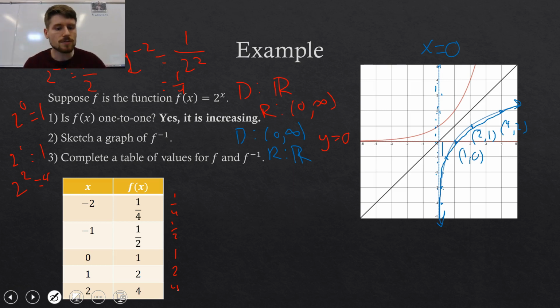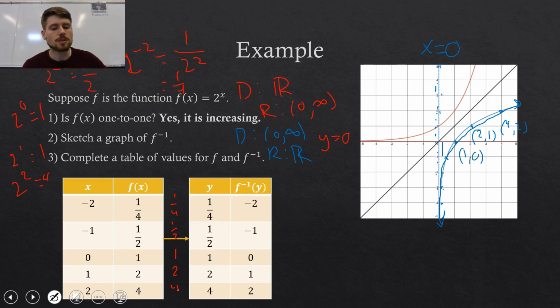The table of values for the inverse function is just a swap of x and y values. So the inverse function's table looks like this. Plug in a quarter, and that gets you -2. Plug in a half, that gets you -1. Plug in 1, that gets you 0. Plug in 2, that gets you 1. Plug in 4, that gets you 2, right? The outputs of the original function become the inputs of the inverse, and the inputs of the original function become the outputs of the inverse. And that's the whole shebang: inverses from tables and graphically, and this approach of reflecting across the line y = x, that line of symmetry.